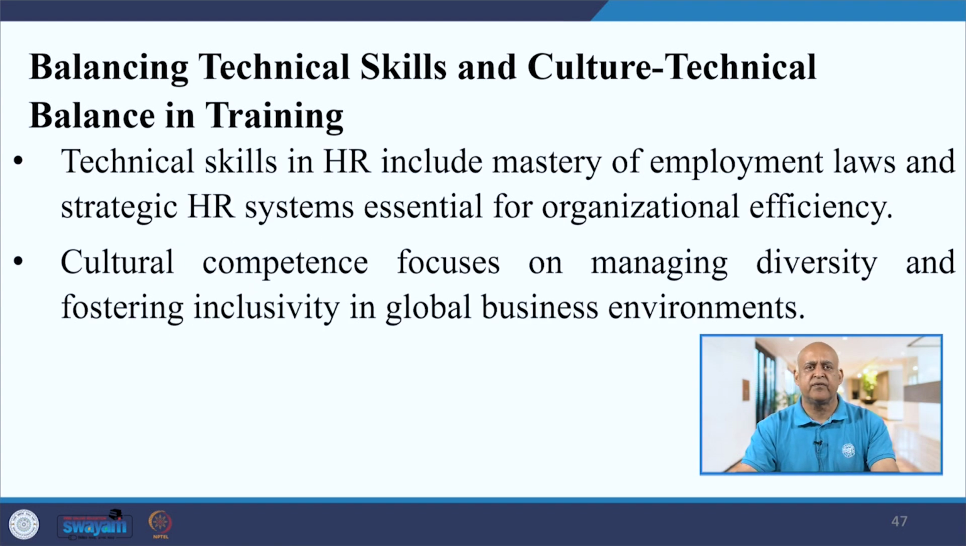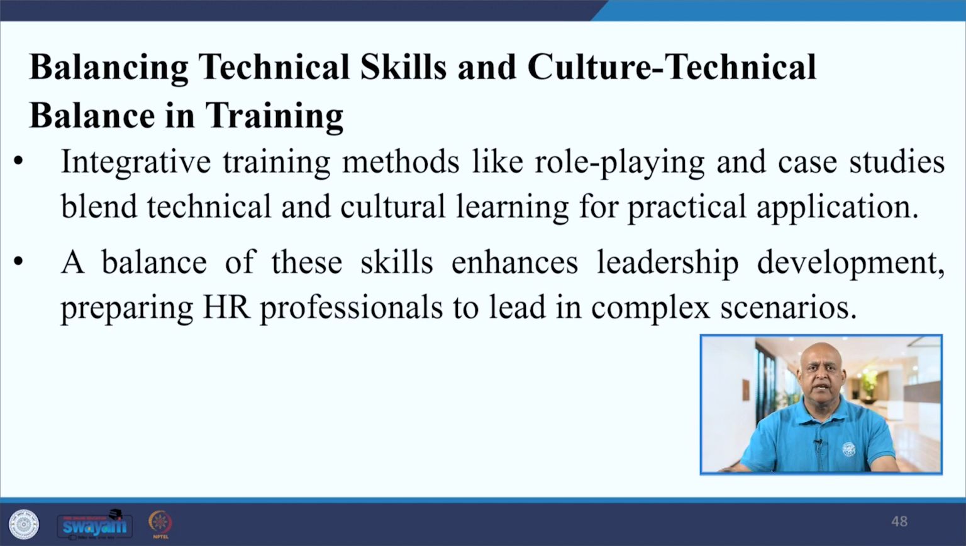interpersonal and cultural adaptability skills that are vital for managing a diverse workforce. The technical skills in HR include mastery of employment law and strategy and HR systems essential for organizational efficiency. Cultural competence focuses on managing diversity and fostering inclusivity in a global business environment. Integrating training methods like role playing and case studies blends technical and cultural learning for practical application. A balance of these skills enhances leadership development, preparing HR professionals to lead in complex scenarios.